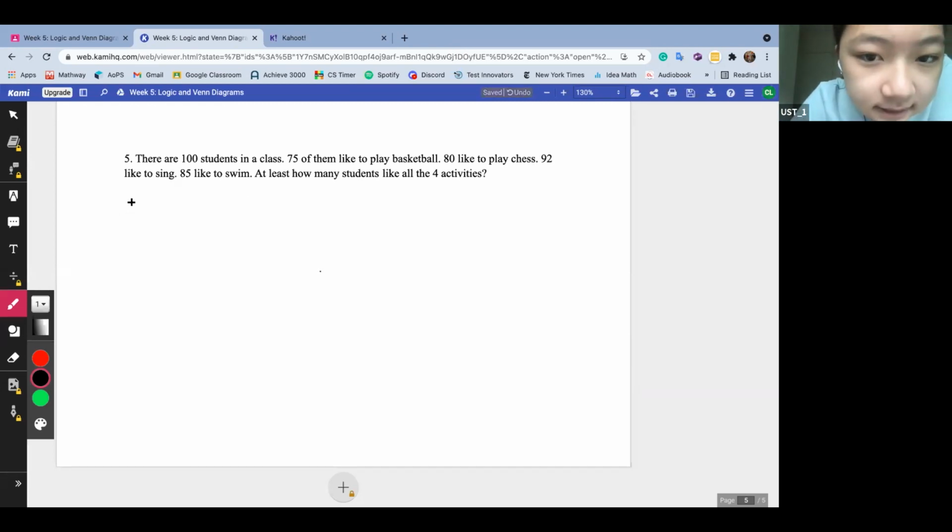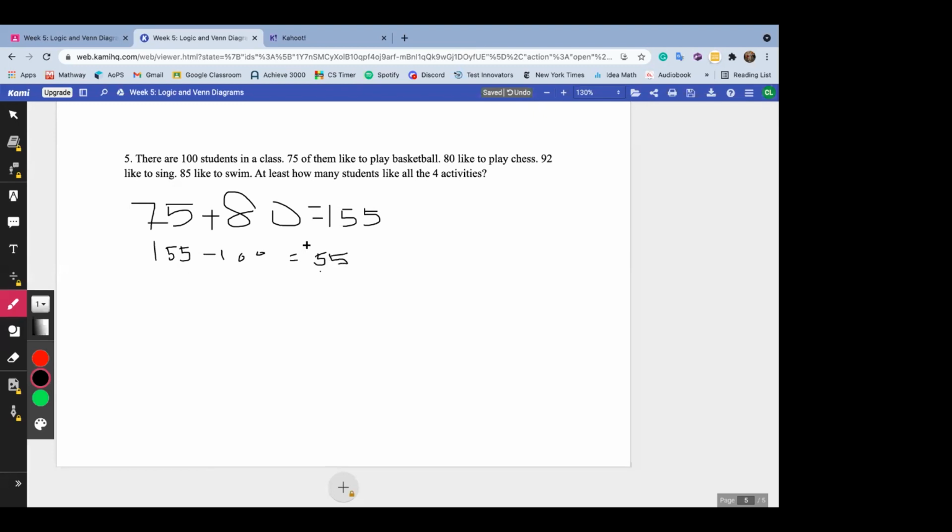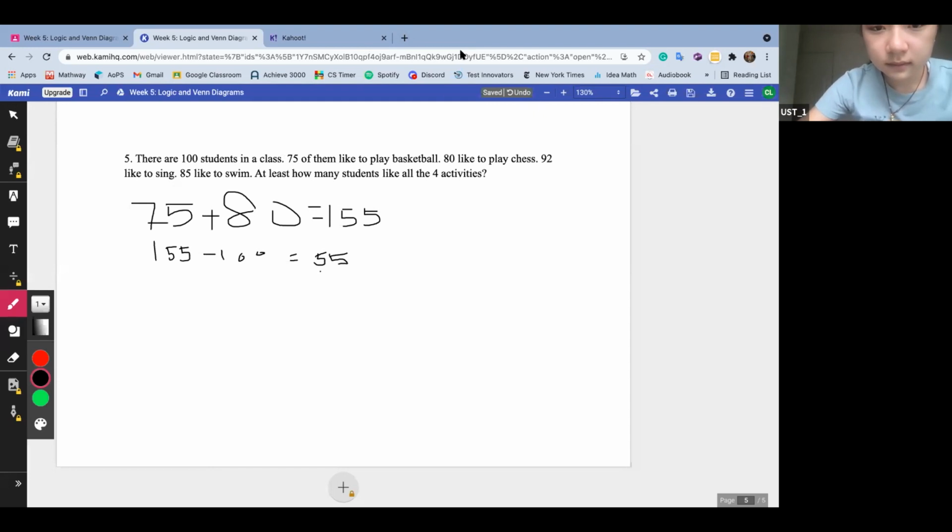So we can first add 75 and 80. And that would mean that there'd be 155 people who like basketball and chess. But that's like too large. So if we subtract 100 from that, we'll be left with 55. 55 people like both of them? At least, well, yeah, at least 55 people like both.